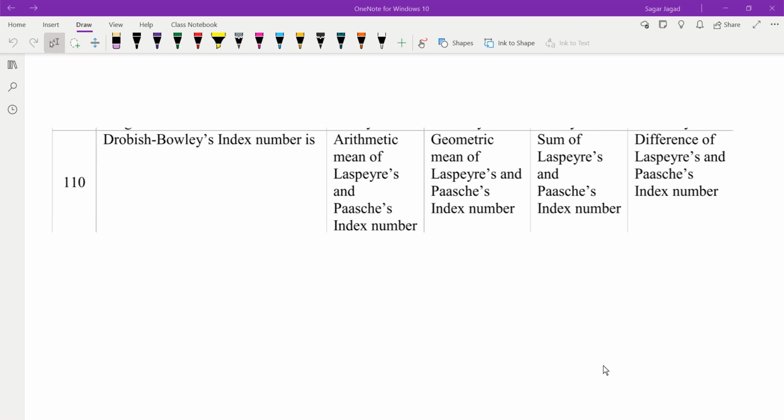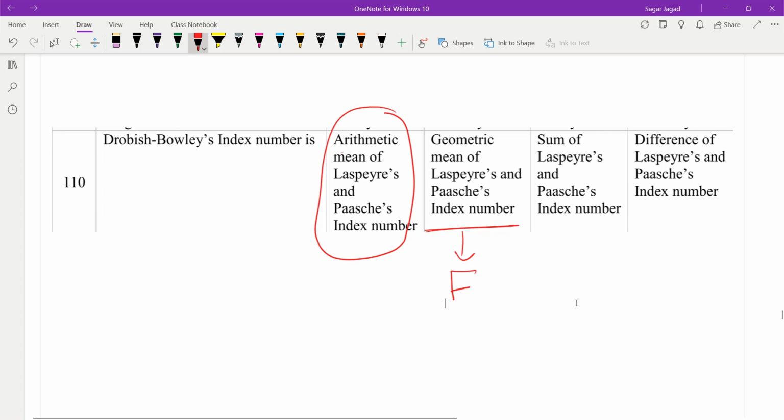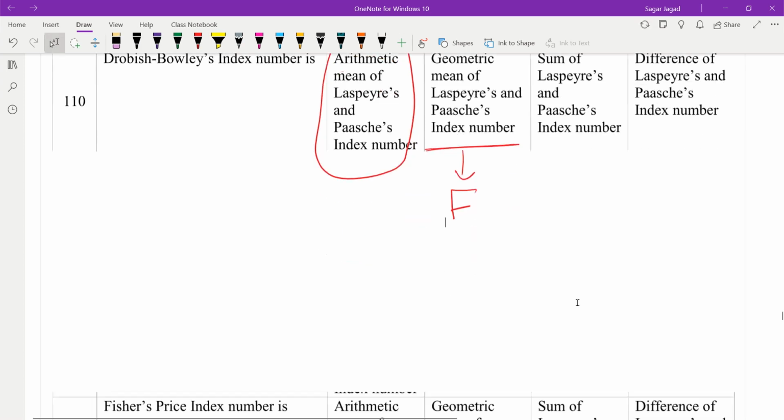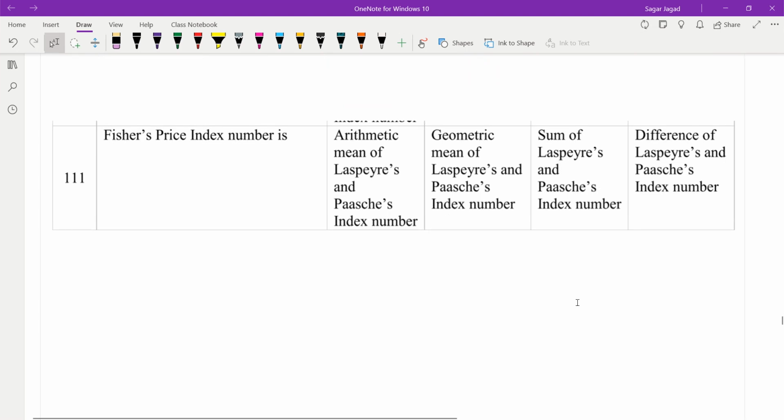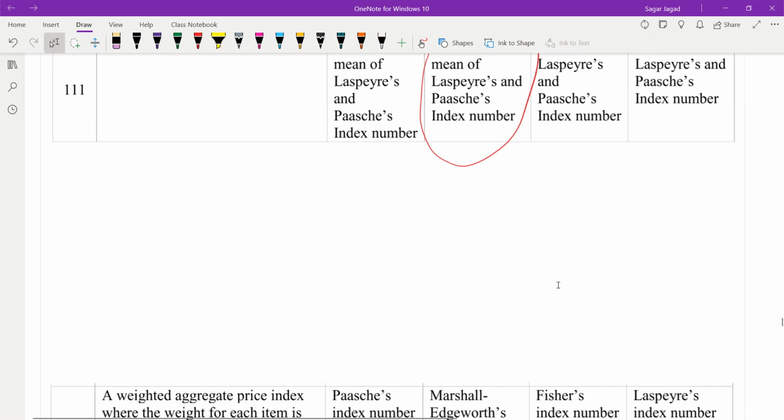Those students who have studied the formulas know very well that the Drobish-Bowley is nothing but the arithmetic mean of the Laspeyres and Paasche index numbers. The geometrical mean is nothing but the Fisher's index number. Okay, so let's go for the next question. It was really simple. The Fisher's price index number is nothing but the geometrical mean of the Laspeyres and Paasche index numbers. Again, a simple question. Okay, let's go to the next question.